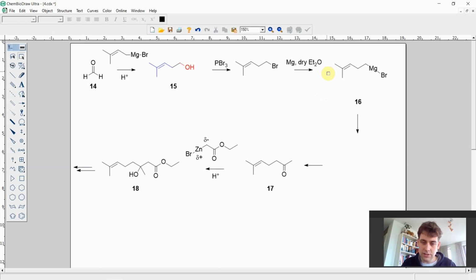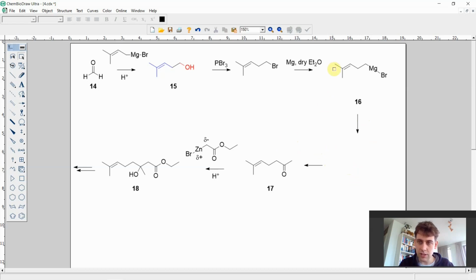So we are seeing here ketone 17, and our starting material is now this Grignard reagent that we have just synthesized, and we need to suggest two steps here, so one reaction arrow and a second reaction arrow, so there is an intermediary product here. So what do we need to do? Yes, we first analyze our starting material.